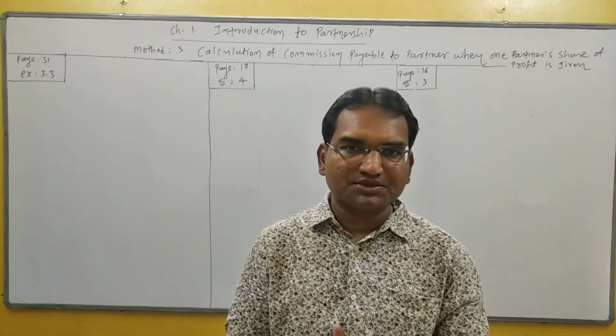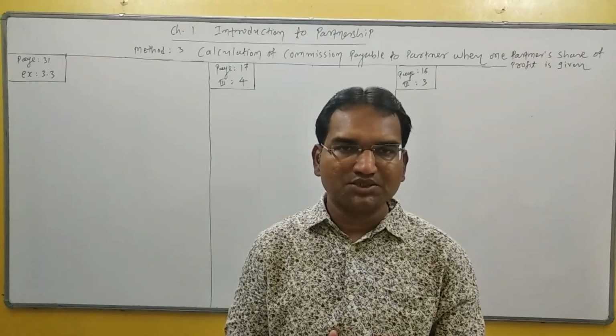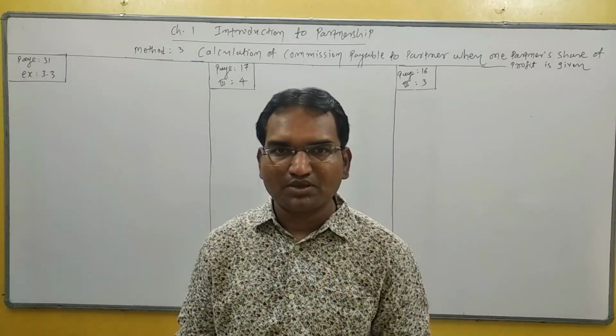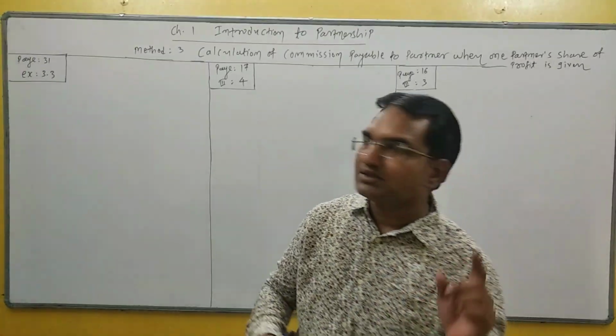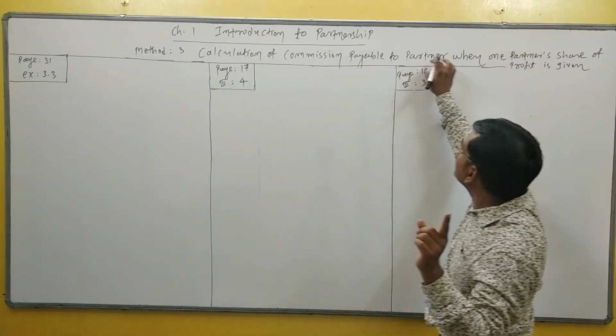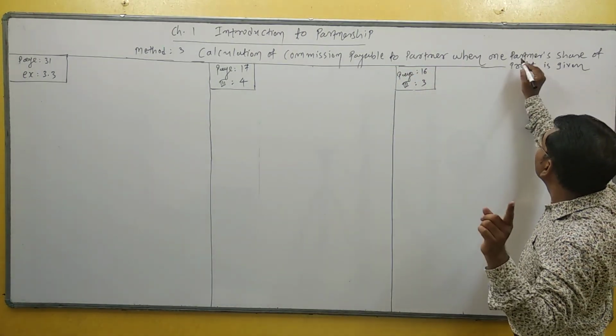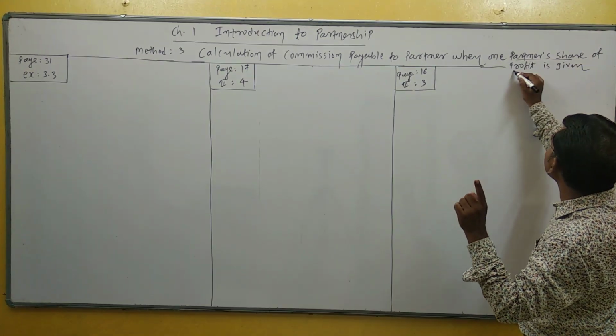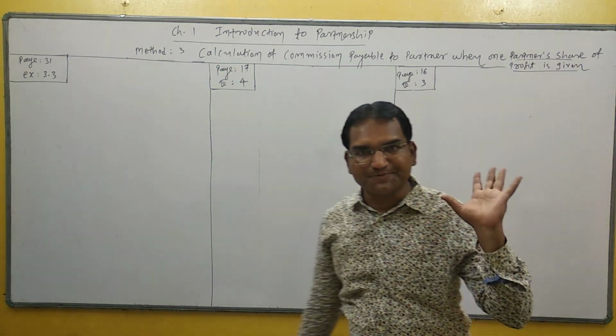In this lecture we will start the third method. In this method, calculation of commission payable to a partner when one partner's share of profit is given.